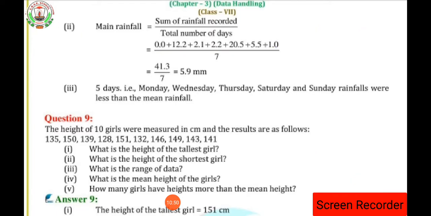Clear everyone? So what will the mean rainfall be? Here it is written mean. Mean and main, the words are the same, no difference. So the mean rainfall will be 5.9 millimeter. Clear? Next question, the third part of question number 8. What is said here? In the third part, it is asked on how many days the rainfall was less than the mean rainfall.